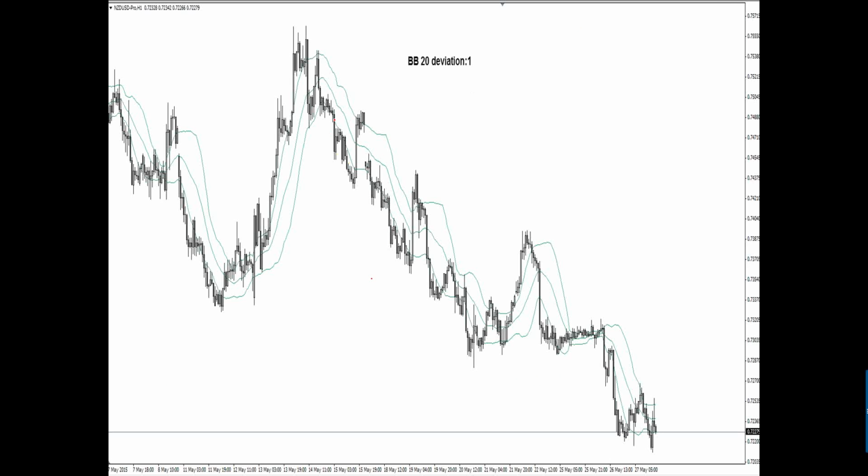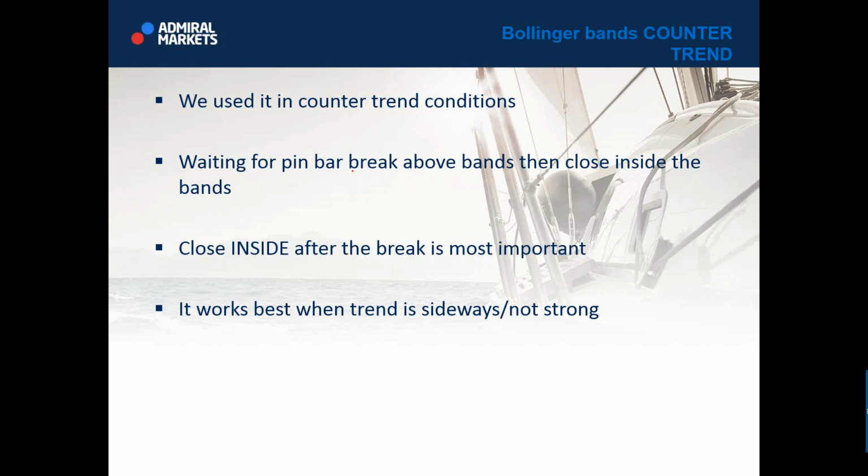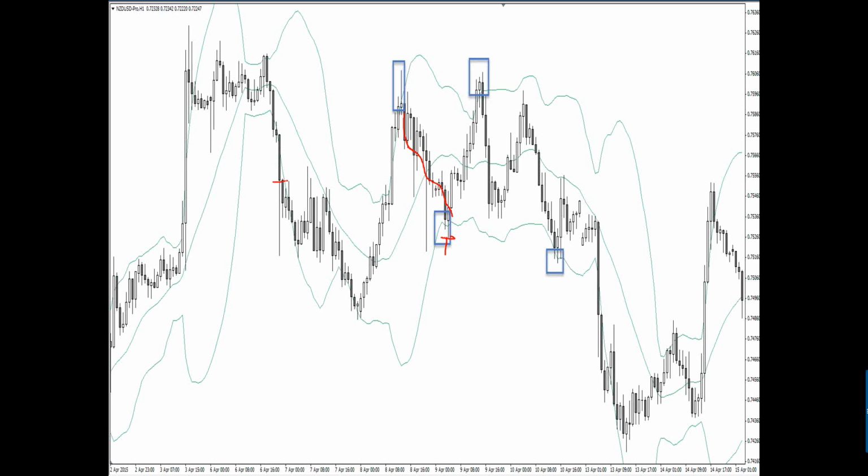So trend is usually riding the bands outside, but we need to set the deviation to 1. Counter trend is a close outside-inside of either a pin bar or a bearish or bullish 2 candlestick pattern. The main thing here is a break outside of the Bollinger Band, then usually on the same candle a close inside, or a 2 candlestick pattern, break above or break below, then close inside, as in this example.